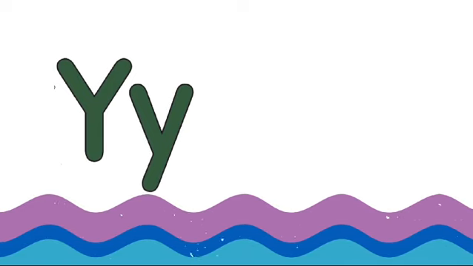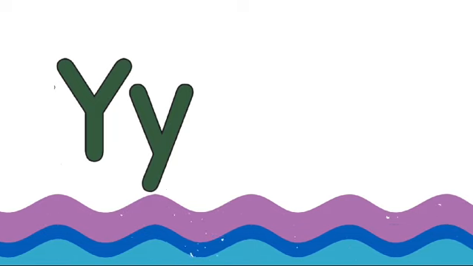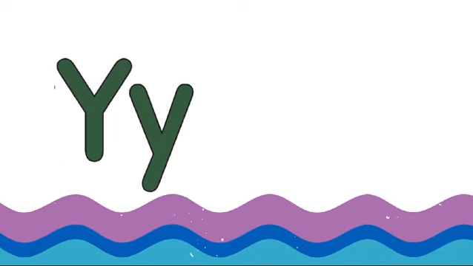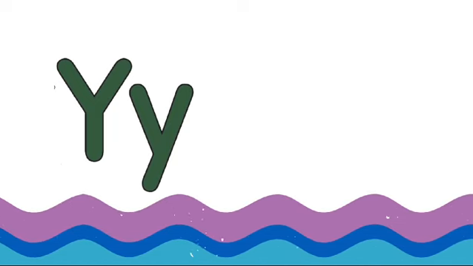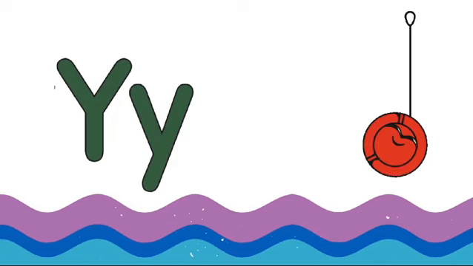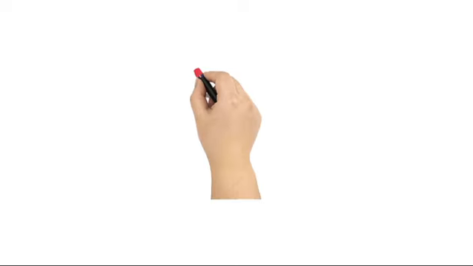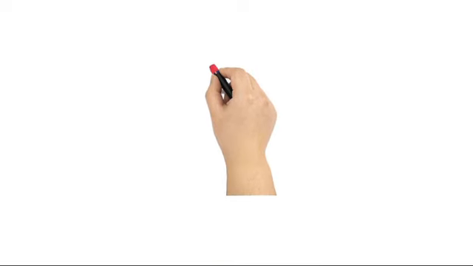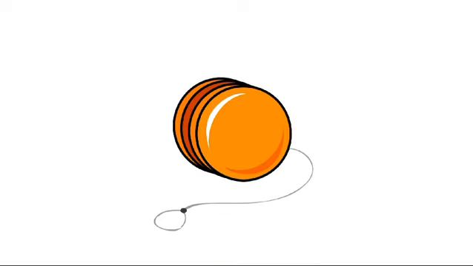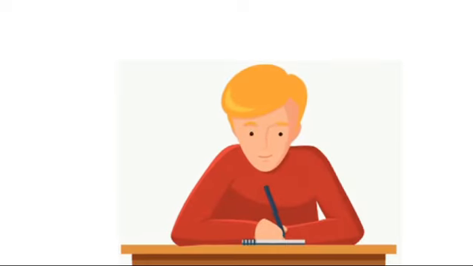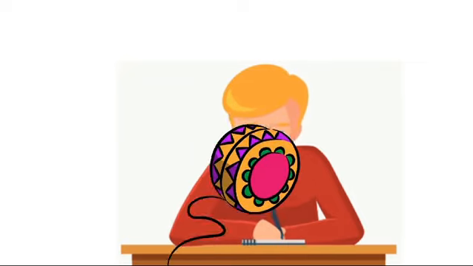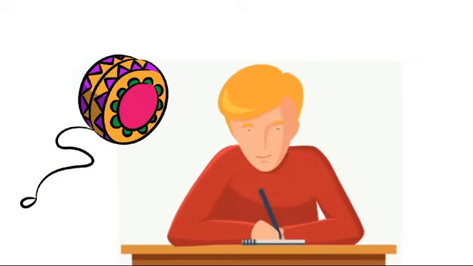Now we know how to write the letter Y, let's make some pictures that start with the letter Y words. How about a yo-yo? Let's make a big round ball with the string attached to it. That's a playful yo-yo. Now it's your turn. Try making a yo-yo. Fantastic job, little mentees.